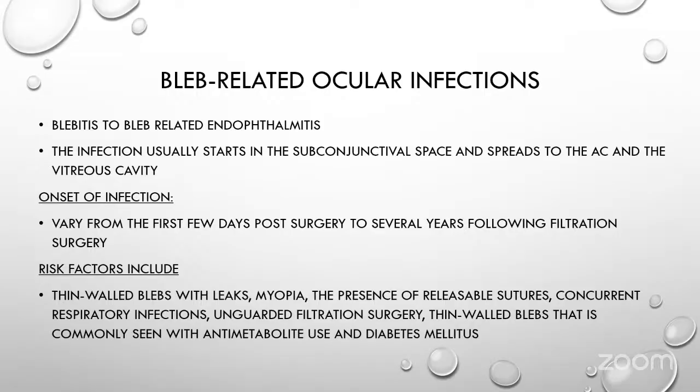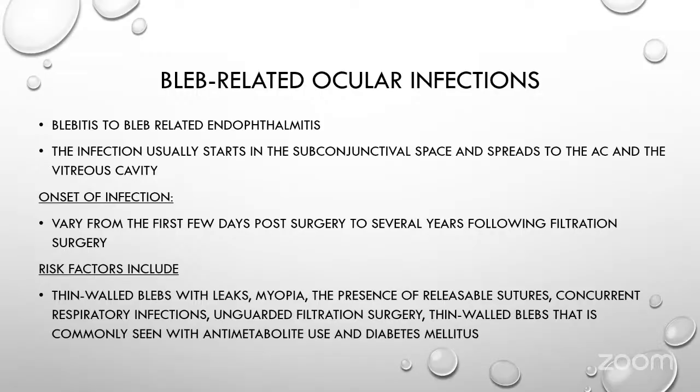What are the risk factors for having bleb-related infection? A thin-walled bleb that is leaking, a myopic patient, and the presence of a releasable suture that has not been removed over time, which may give a nidus of infection that may track into the bleb. Also concurrent respiratory infection, and unguarded filtering surgery, whereby the surgery itself was not properly done with the best aseptic technique, a thin-walled bleb that is commonly seen with antimetabolite use, and those with diabetes mellitus.